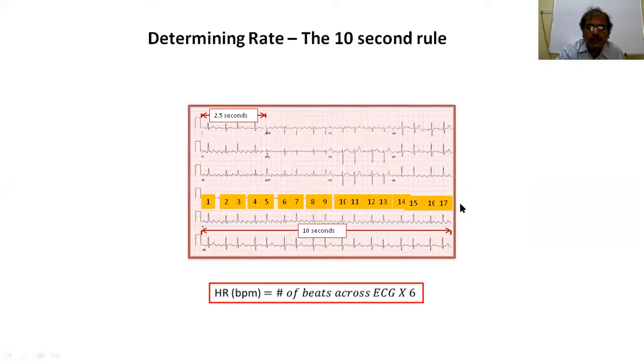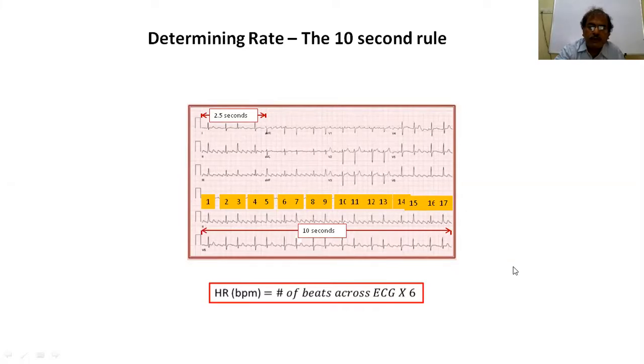1, 2, 3, 4, 5. That means the total number of QRS complexes is 17. So this is your rule of 10 seconds. Earlier we discussed the rule of 300, then the rule of 1500. Now that is boxes. Now we are coming to seconds. In the ECG paper, lead 1 is recorded for 2.5 seconds, whereas the rhythm strip records 10 seconds. So in 10 seconds, how many QRS complexes are there? Here there are 17 complexes.